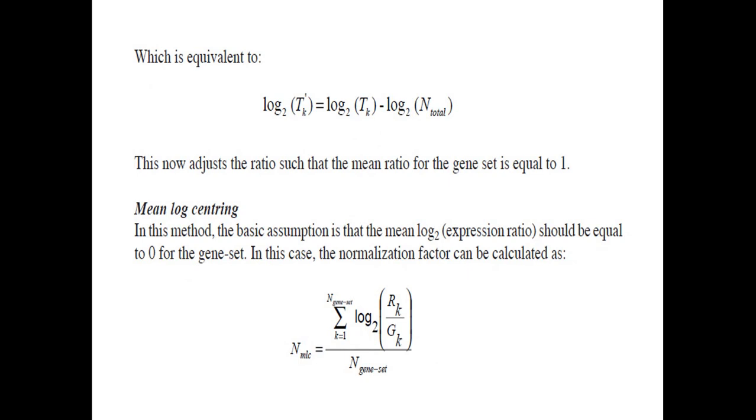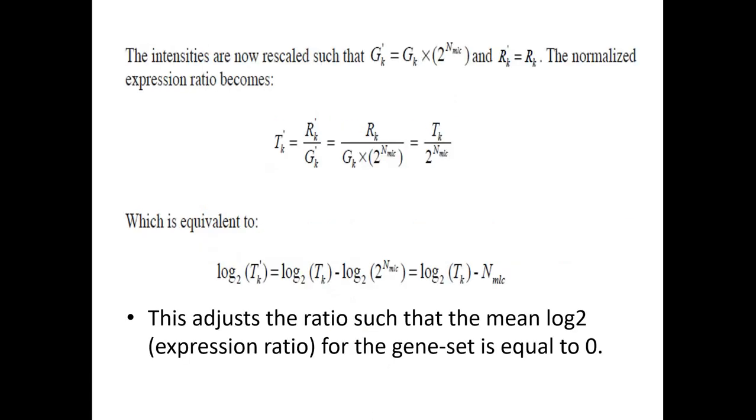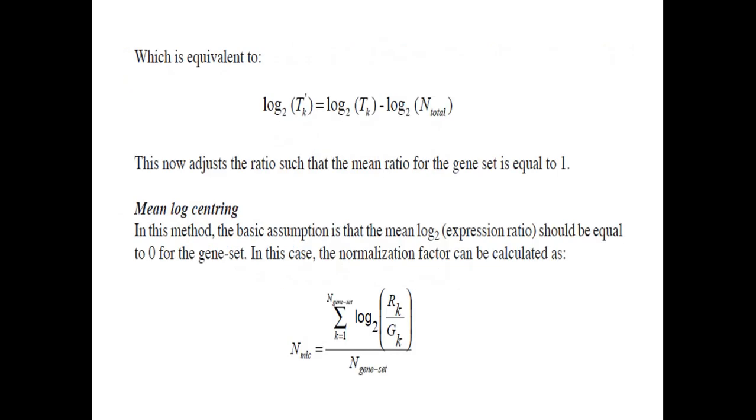So these are the two approaches. Mean log centering is the other approach. Now the logarithm is taken, so in each method we have taken the logarithm. Here the expression ratio becomes equal to 0. So in the mean log centering method, the expression ratio of the gene set is equal to 0. This is the difference between these two methods.